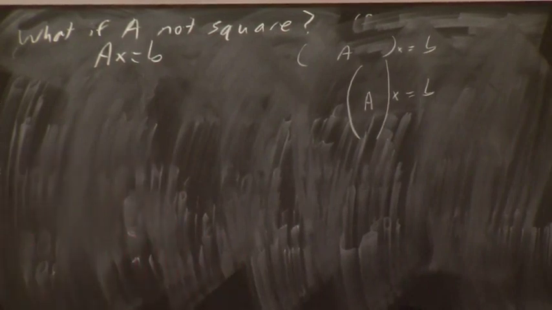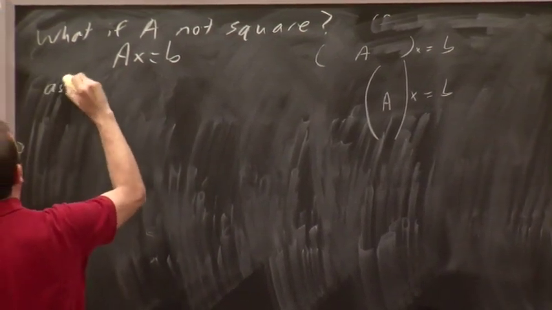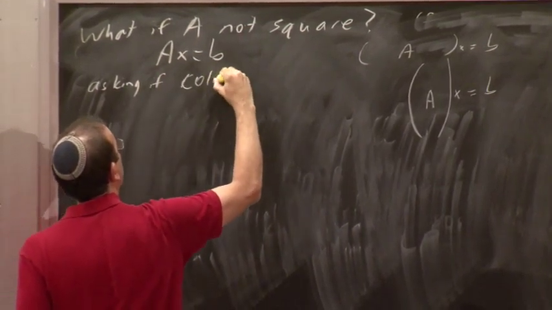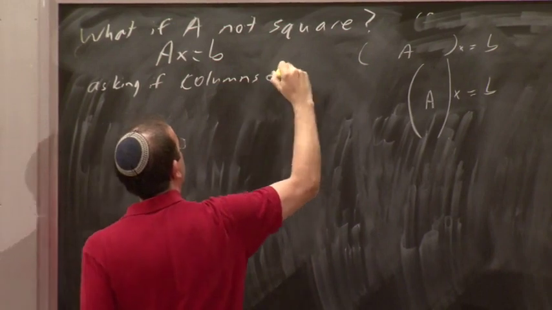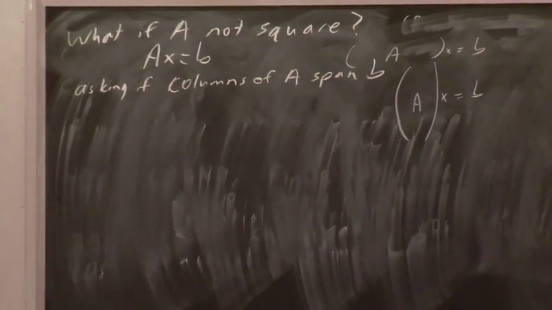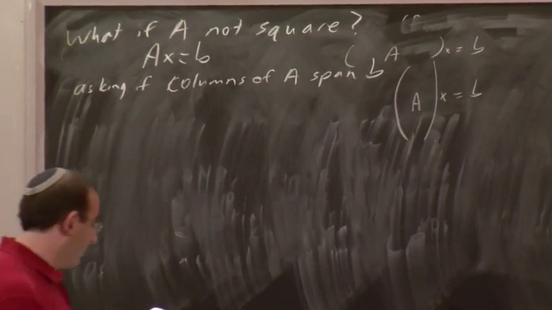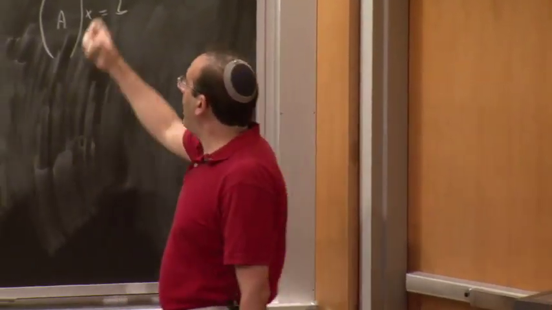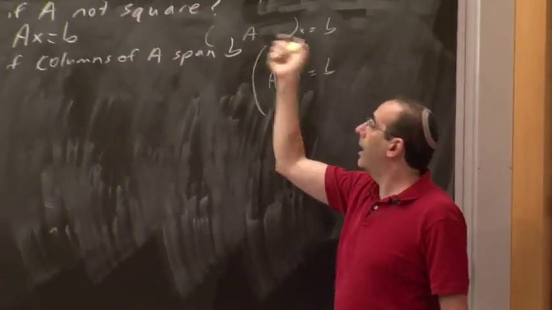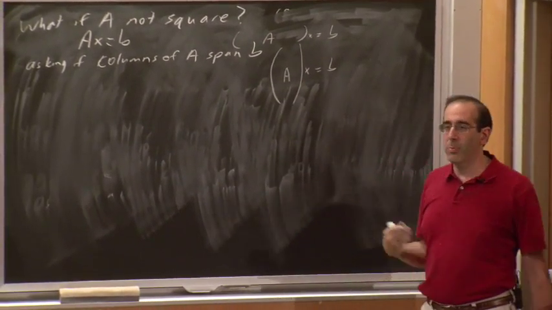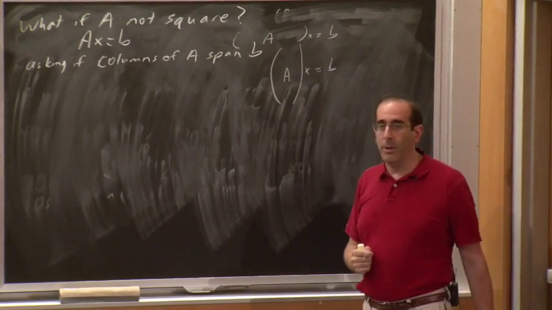Okay? But notice that in either case, what we're actually asking is whether the columns of A, thought of as vectors, span B. Right? Is there a linear combination of the columns that produces B? Okay. So if I had a really short, wide A, how would I start off simplifying this problem in order to answer that question?